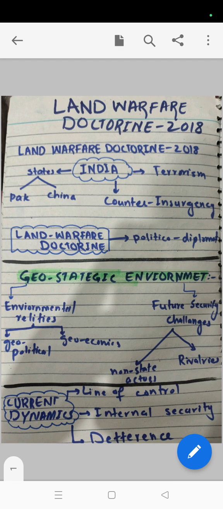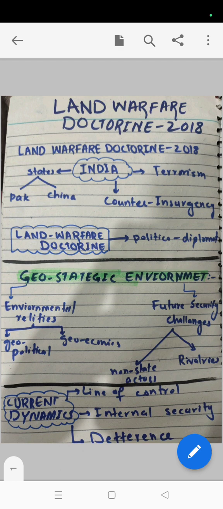Then if we go towards the current dynamics which are responsible for these different types of doctrines. The first one is the line of control, then the internal security, and the last one is the deterrence. This land warfare doctrine is to make the line of control more safe and to reduce the threats, and to have a defensive and offensive approach toward the different threats that are there on the line of control.